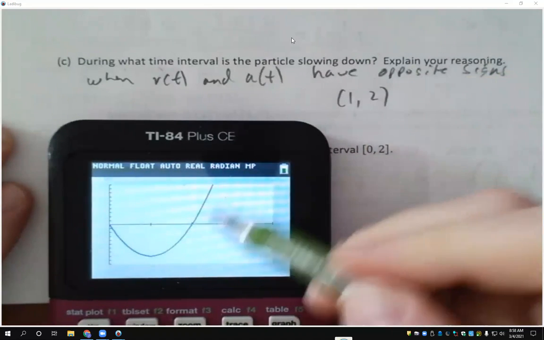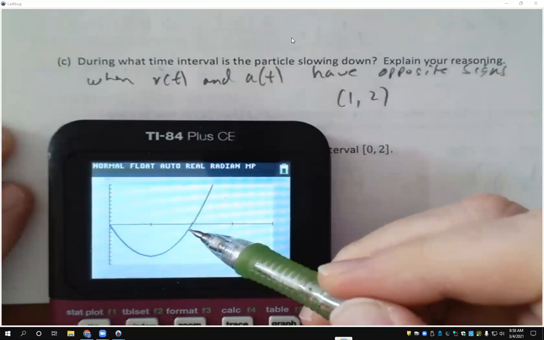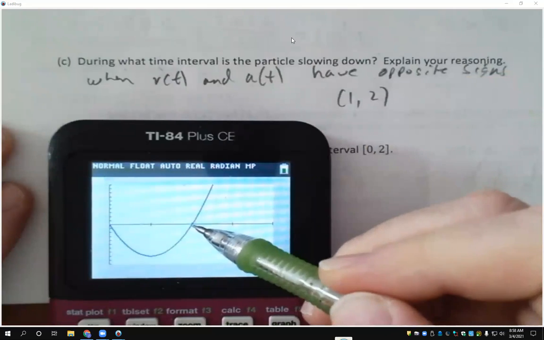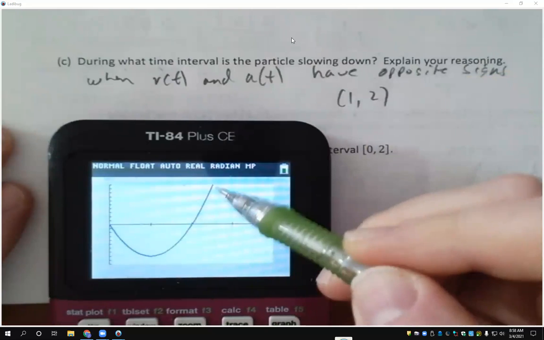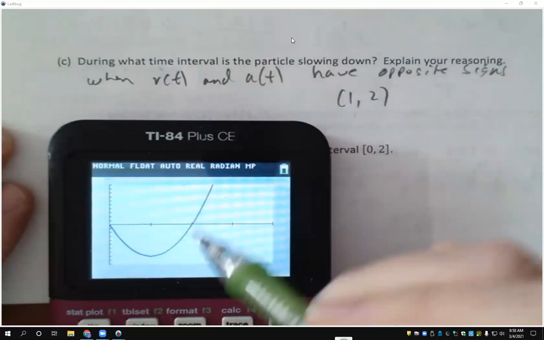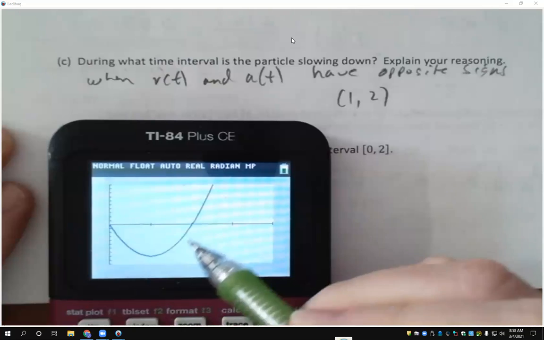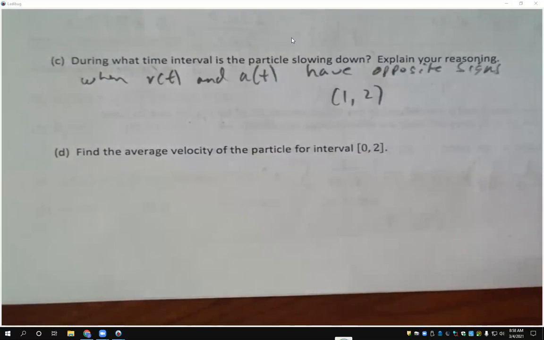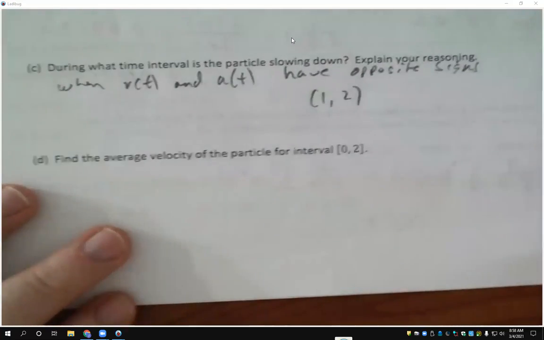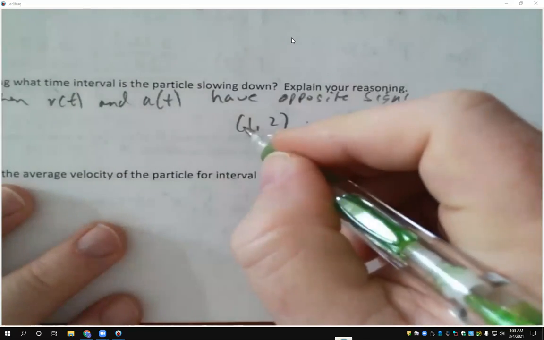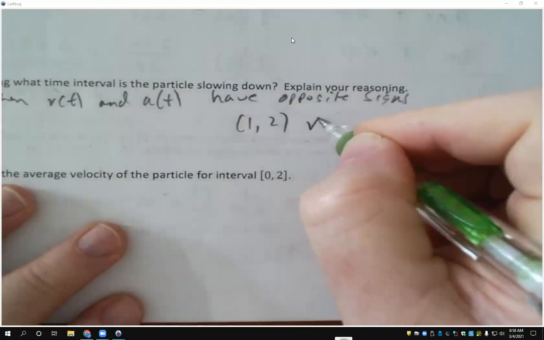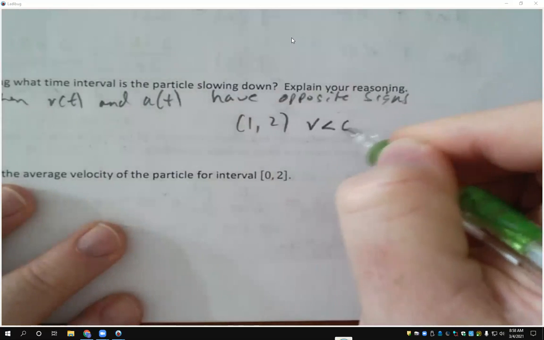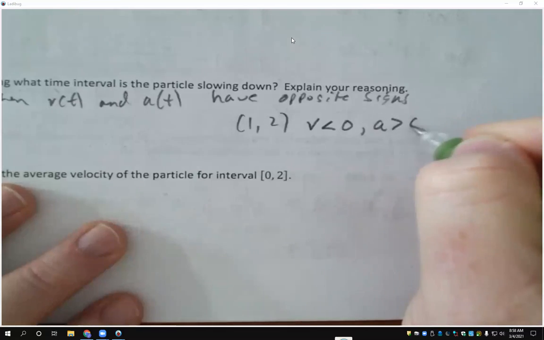And then when I get above the x-axis, my velocity is positive and my acceleration is still positive because we still have positive slope tangent lines. So there we're the same sign. So the only time we're opposite signs is from 1 to 2. And then I would say, like I think I wrote on the paper, on the interval 1 to 2, velocity is negative and acceleration is positive.